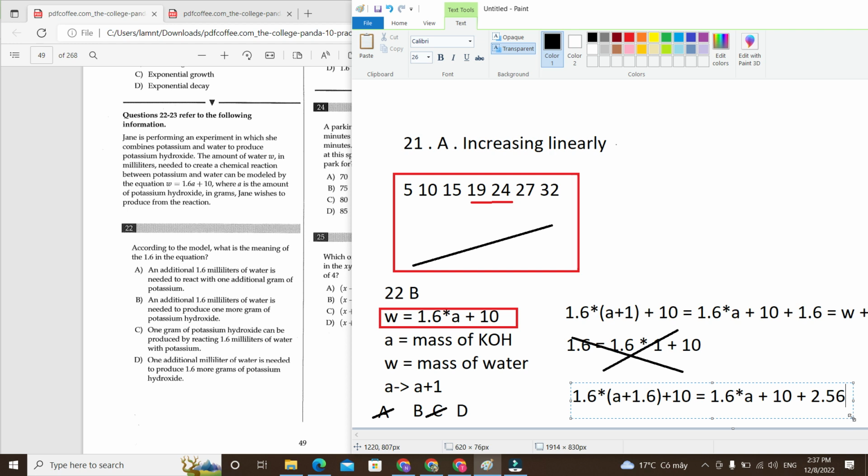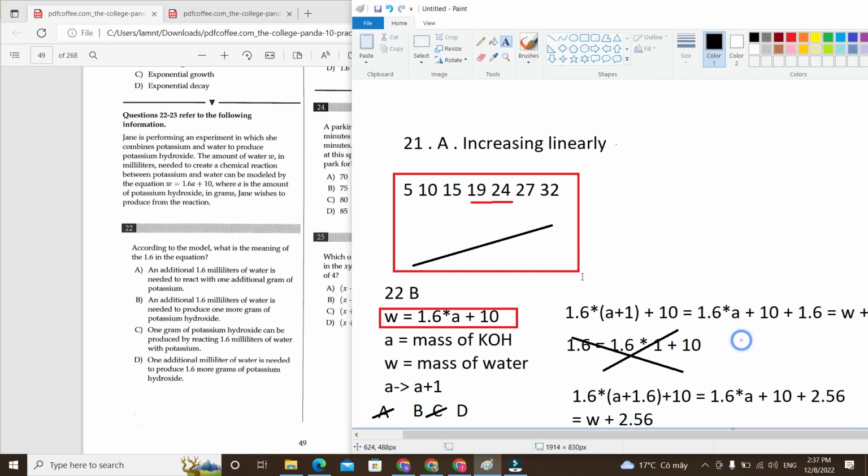Okay, and you can see, this 1.6A plus 10 is actually W. So this is actually equal to W plus 2.56, right? So they actually need the 2.56 milliliter of water, not 1 milliliter of water, right? So actually the calculation is wrong. So number D is wrong. So D is wrong and the calculation is not valid.